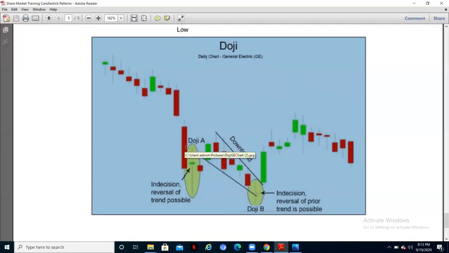Any doubts with the three reversal patterns? Any doubts, anyone? I hope it's clear.